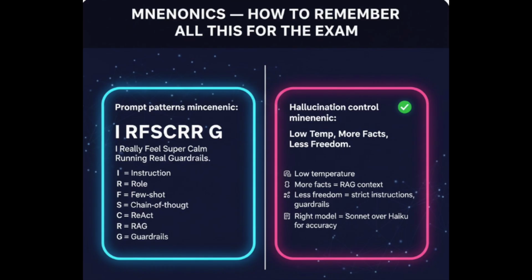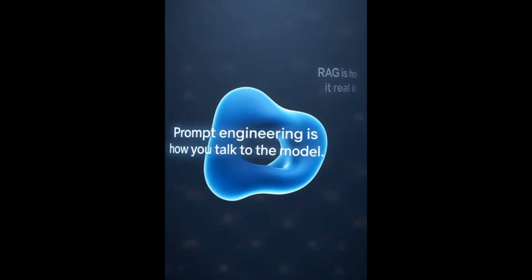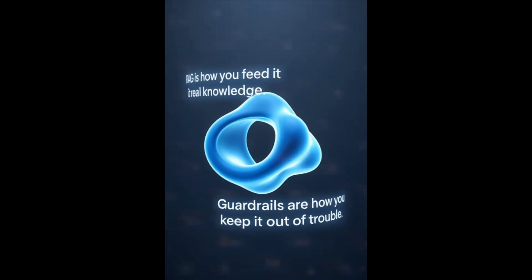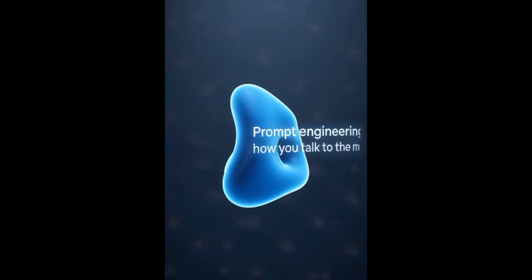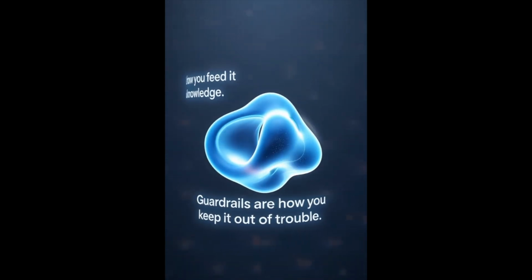Low temperature; more facts equals RAG context; less freedom equals strict instructions, guardrails. Right model equals Sonnet over Haiku for accuracy. If you remember those two lines, you'll recognize almost every exam trick around prompts and hallucinations. Final wrap. Prompt engineering is how you talk to the model. RAG is how you feed it real knowledge. Guardrails are how you keep it out of trouble. Temperature and structure are how you shape its behavior.